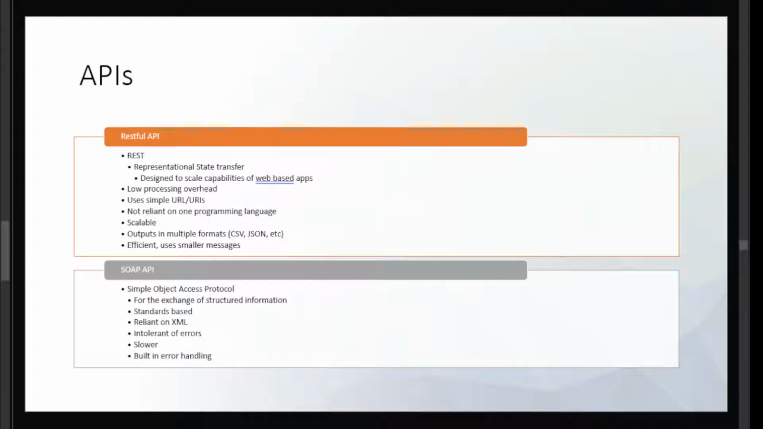A SOAP API, which is the Simple Object Access Protocol, is for the exchange of structured information. They're standards-based, reliant on XML specifically. They're intolerant of errors, much slower, and have built-in error handling.